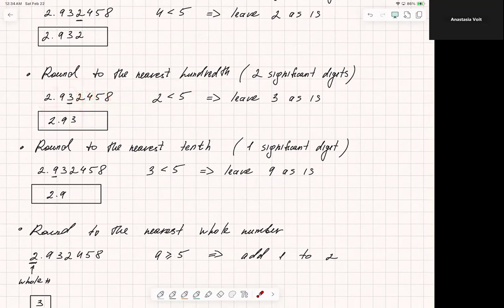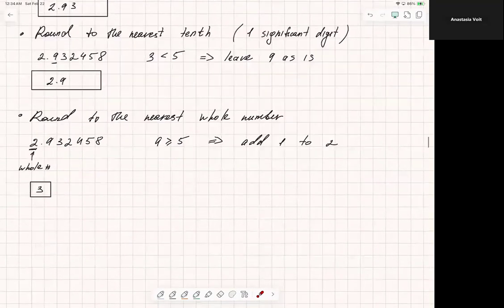Now, I want to round the same number to the nearest tenth, or one significant digit. Again, I look at the 9, so everything after it, I want to truncate, or just drop it, right? But before that, I need to check if I add 1 to my 9 or not. So I look at the digit that is right next to the 9 to the right. It is 3, and 3 is less than 5. So I leave 9 as is. I don't change anything. So I have 2.9.